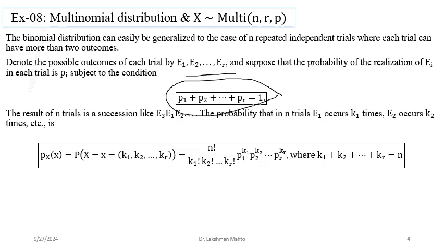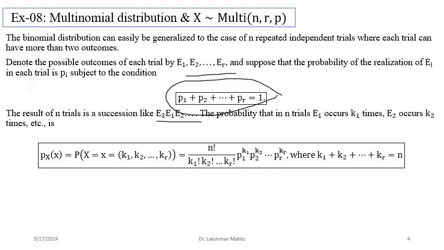Any trial you can take. So if you perform n trials, then an outcome will have this kind of form, like H3, H1, E3, E1, E3. So it is one kind of outcome in n trials we are talking about. One kind of outcome. Okay.